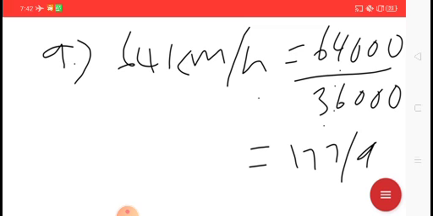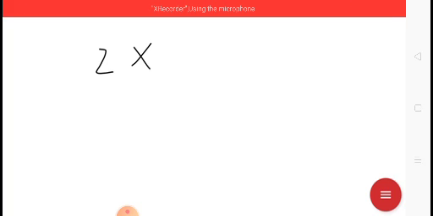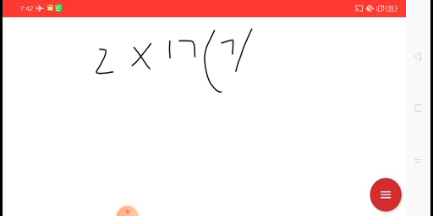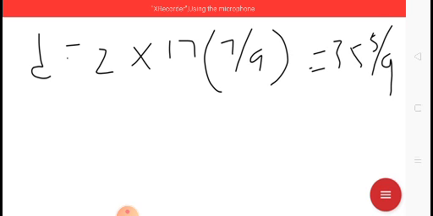And the driver takes 2 seconds to react, so we need to find the distance that he traveled in these 2 seconds. So 2 times 17.78. For 2 seconds, the distance traveled, if you multiply, will be equal to 35.56.